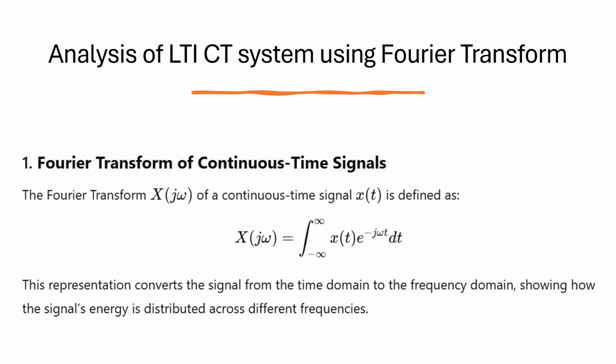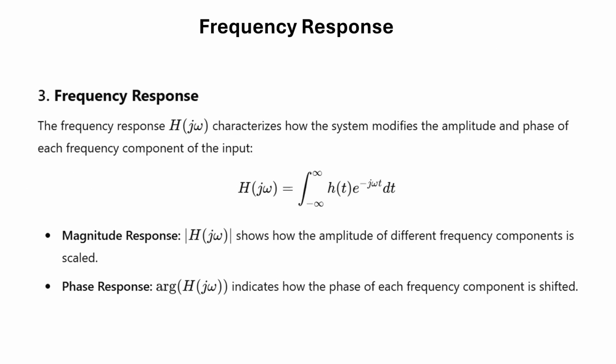So first, what do you mean exactly by the Fourier transform of a continuous time signal? Suppose x(t) is any continuous time signal, and then the frequency response or the Fourier transform of the continuous time x(t) can be defined as the integration from minus infinity to infinity of x(t) e to the power minus j omega t dt. So this is how to find the Fourier transform of any continuous time signal x(t).